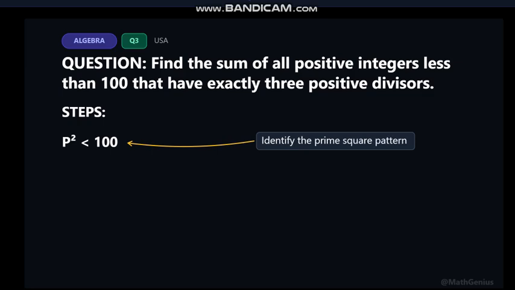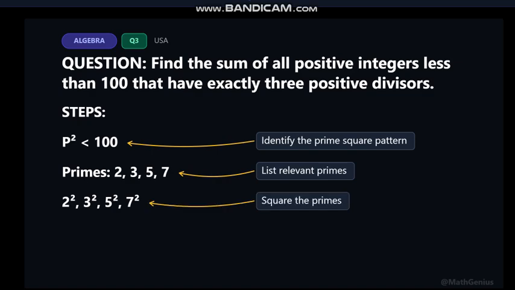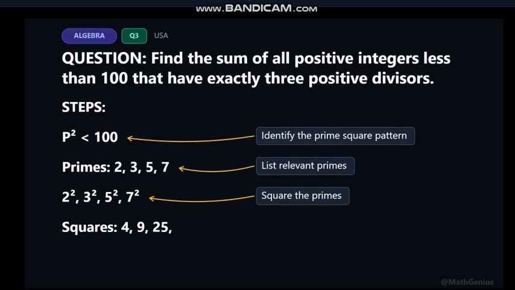So let's list our prime numbers under 10, since 10 squared is 100. Primes: 2, 3, 5, 7. Square every single one of them. 2 squared, 3 squared, 5 squared, 7 squared, which gives us 4, 9, 25, and 49.